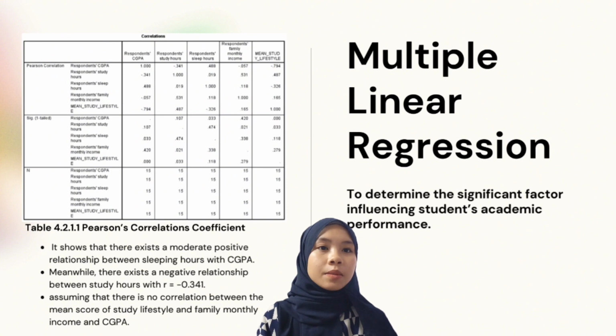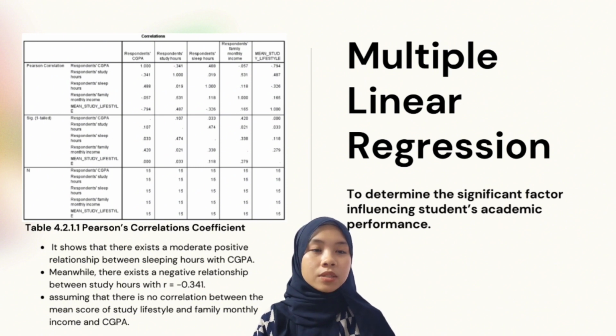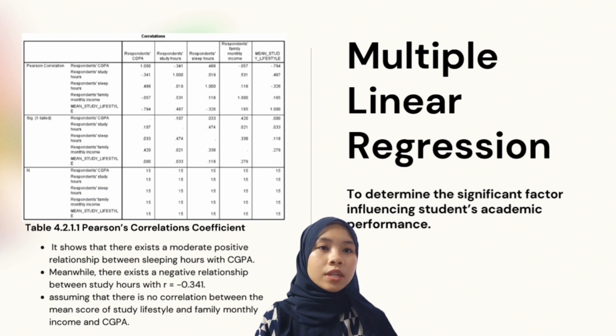Other than that, the Pearson correlation values for mean score of study lifestyle and family monthly income are negative 0.764 and negative 0.057. It's approximately close to 0, assuming that there is no correlation between mean score of study lifestyle and family monthly income with CGPA.